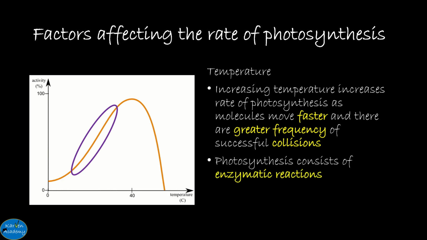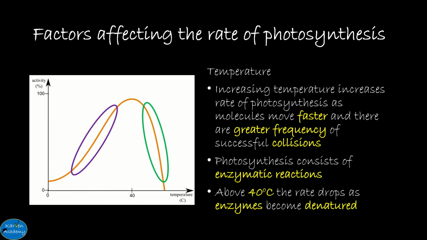However, photosynthesis is an enzymatic reaction. You don't need to know what enzymes are involved, but the fact that photosynthesis is an enzyme-controlled reaction. And hence, above 40 degrees, these enzymes start to become denatured. And this will reduce the activity of the photosynthesis reaction, because the enzymes become denatured.